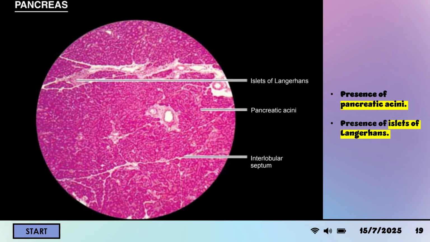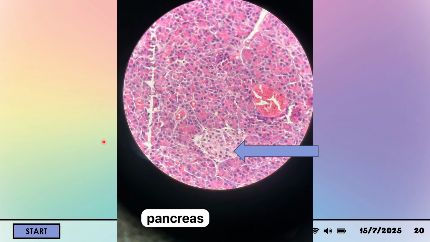So now this is a slide of pancreas. We can see the pale stained islets of Langerhans, this one. And these are the reticular fibers. And this is the pancreatic acini interlobular septum. This is actually a slide that we got from our anatomy department, and this represents the pale stained endocrine part, islets of Langerhans.